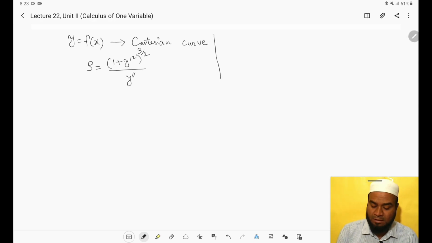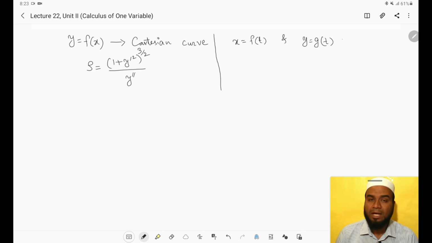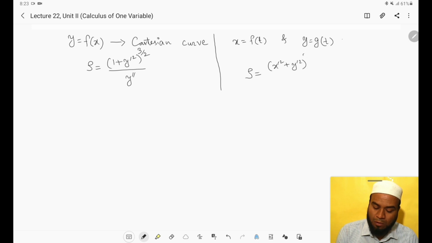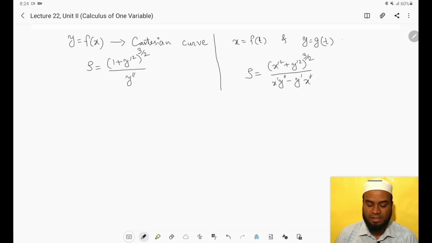Suppose instead of this, the given curve is of the form x equals f of t and y equals some g of t, right? If the given curve is of this form, that is x and y both are related to some other parameter t, then the radius of curvature is given by rho equals (x dash square plus y dash square) whole power 3 by 2 by (x dash y double dash minus y dash x double dash). This is the formula for evaluating radius of curvature when the given curve is a parametric curve.